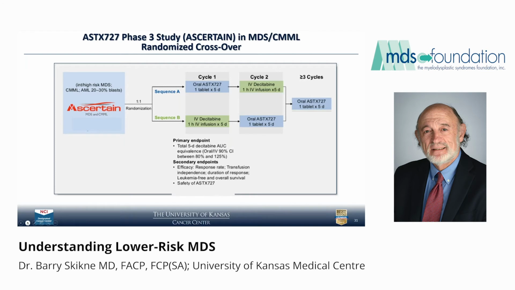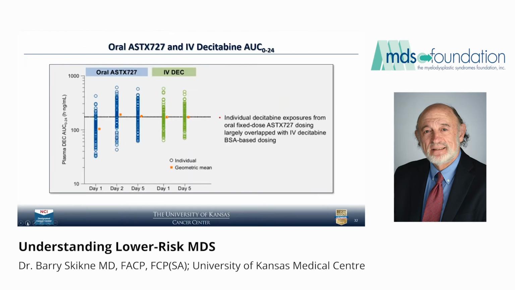And this approval was based on this slide, where in green here on the right is the absorption characteristics of the individual patients on day 1 and day 5, what you'd see with intravenous Dacogen in the blood, and the absorption characteristics on the left in blue of when they gave this oral agent ASTX727.